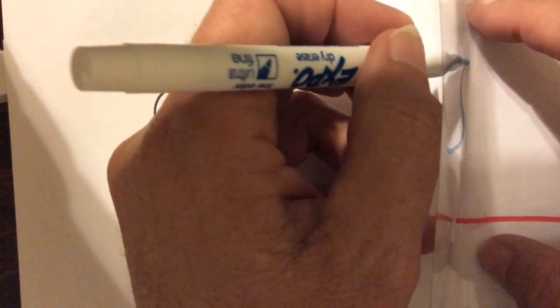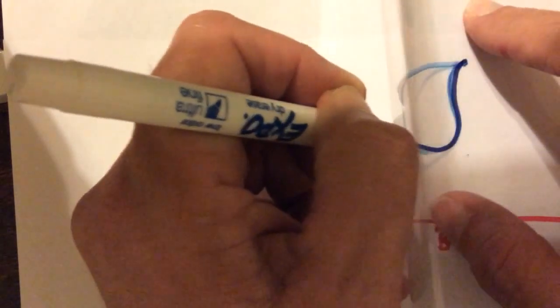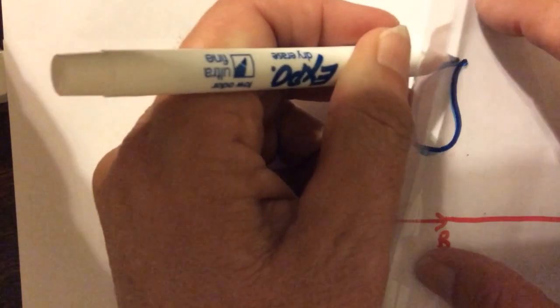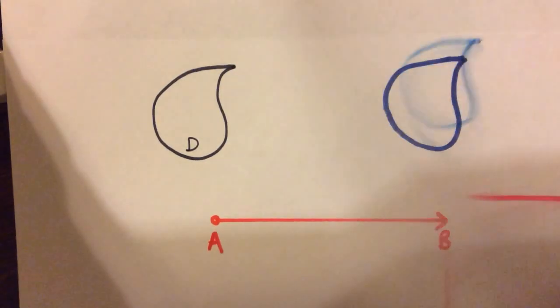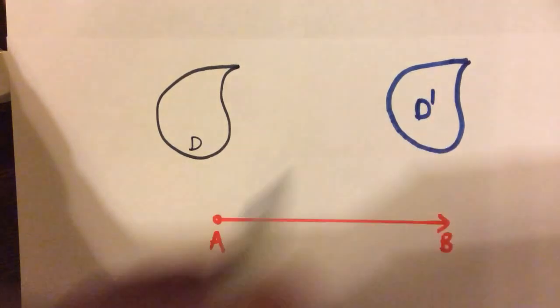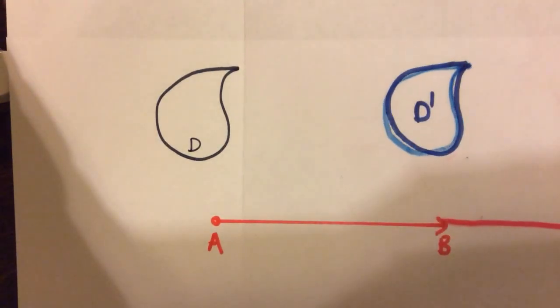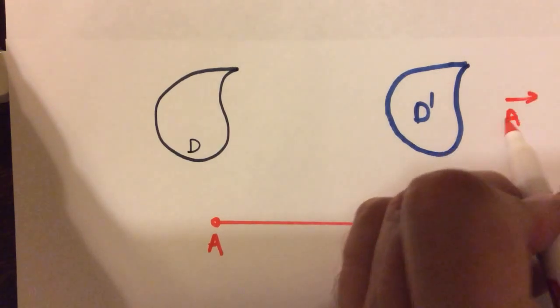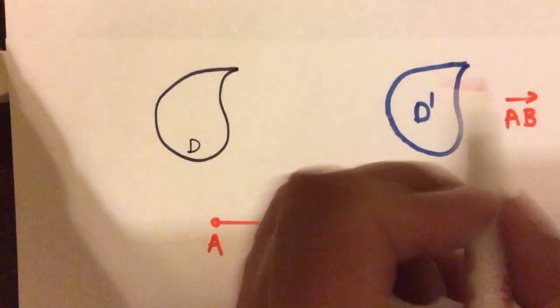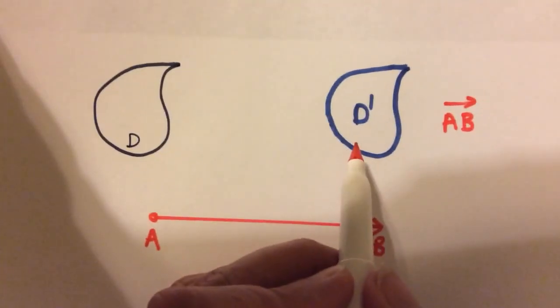Okay, so it just moved it straight over like so. Okay, now if I wanted to map, so this would be D prime. Now what if I wanted to map D prime right back onto itself? What vector would I use? Okay, I used vector AB to get it from here to here, vector AB.